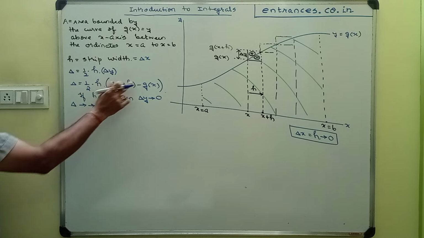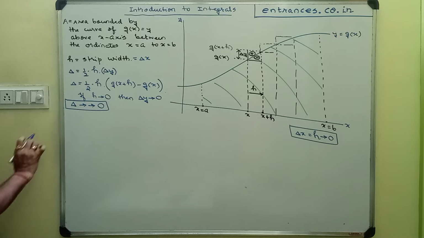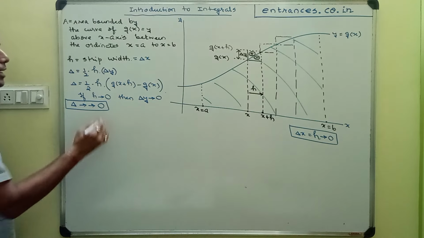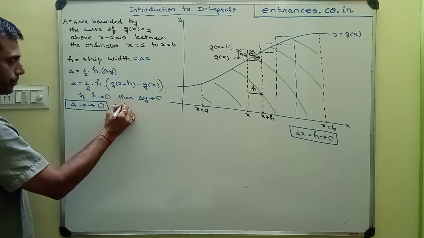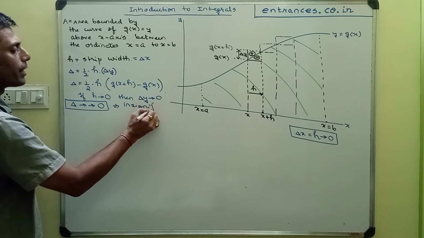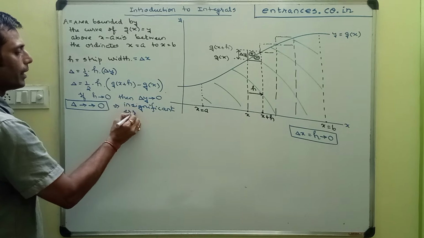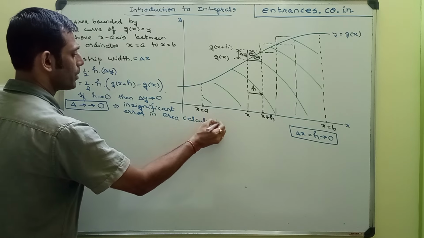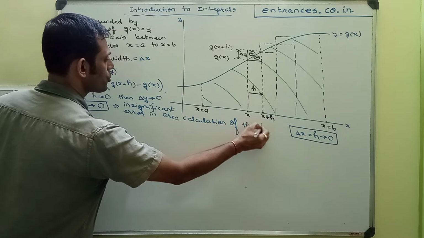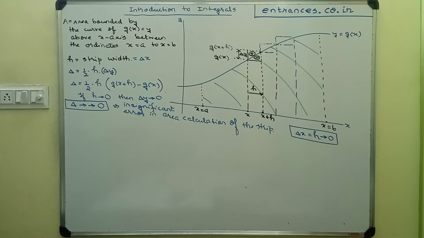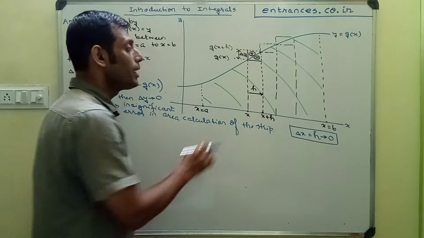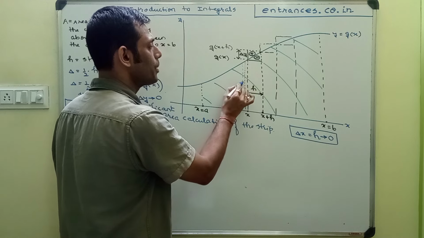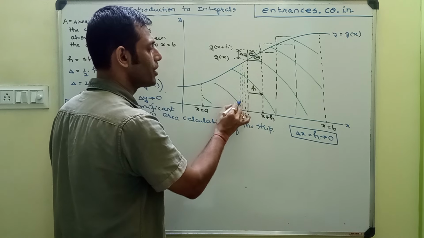h tends to 0 as well as delta y tends to 0, and the problem of either an excess of a triangle or a deficit of a triangle would be a minuscule error. This becomes an insignificant error in area calculation of the strip. Now it becomes insignificant, and that means if this h is very small, the strips are very thin, hair thin strips. Yes, very thin strips.